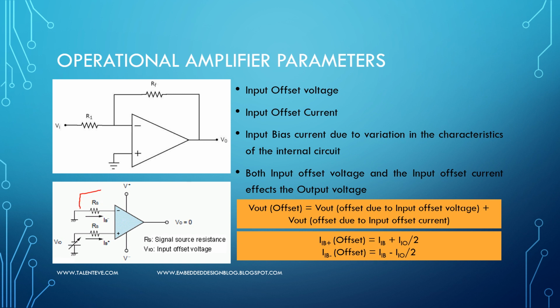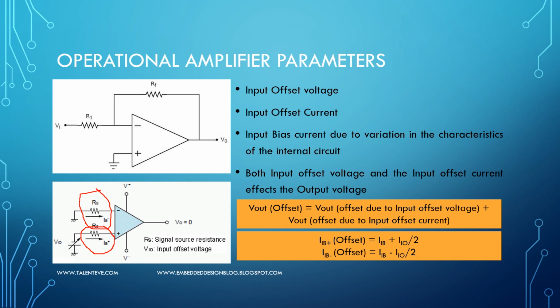there is a current flowing, IB minus, into the inverting terminal and IB plus flowing into the non-inverting terminal. Both of them should ideally be very small, and they should be equal, but due to the characteristics of the die, the transistors and the other circuitry around, there will be some offset current that is observed.